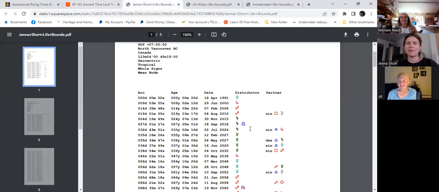Like, this is going to pick up for sure. Yeah, look at that. Oh, and then you've got the sextile to Jupiter. Sweet. Okay. Yeah. And that Jupiter goes with that Mercury. And then you got some trines.